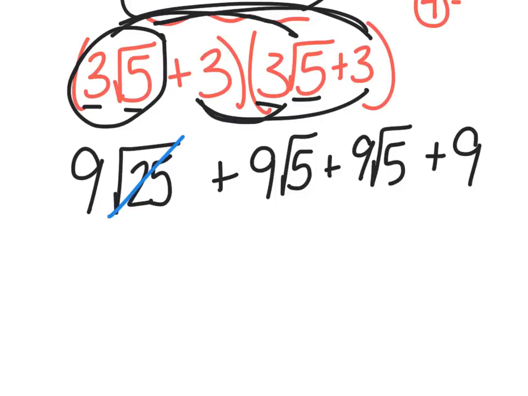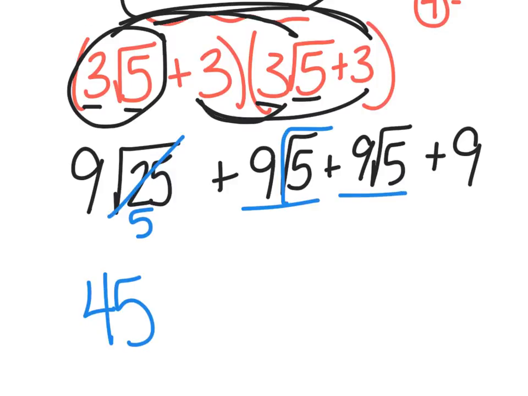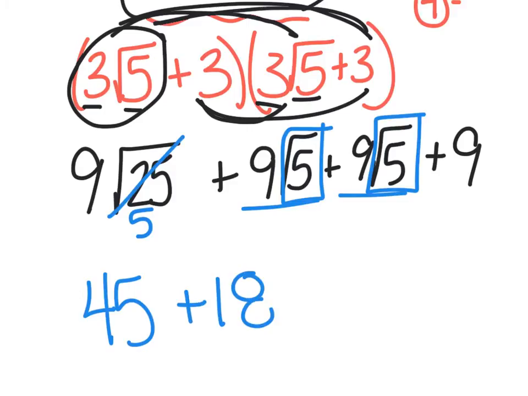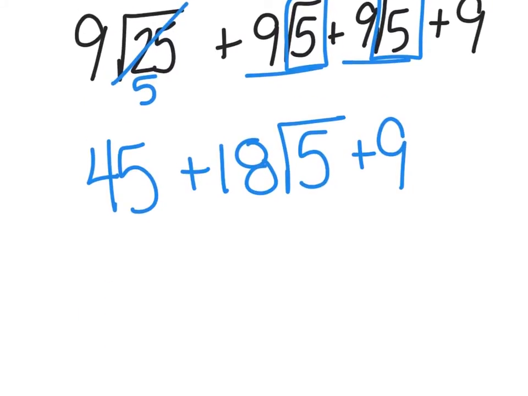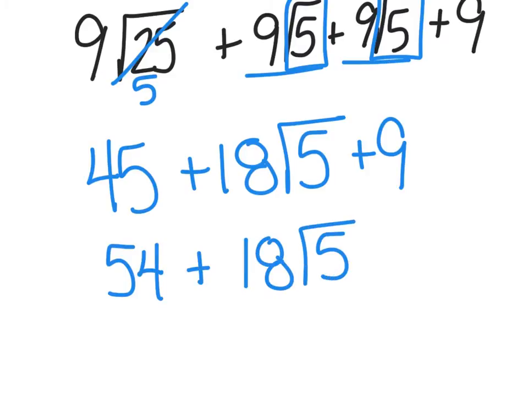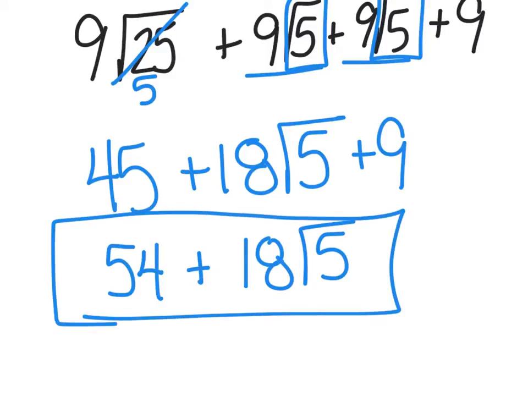So the square root of 25 is just the number 5, so this gets me a 45. 9 radical 5 plus 9 radical 5. Notice the radicals are the same, that means you're allowed to add them. And again, you're only adding the numbers out front, so I'm going to call that 18 radical 5. And then I have a plus 9, so I can add my like terms one more time. So that gets me 54 plus 18 radical 5. Then again, I'm finally done there because I don't have like terms.